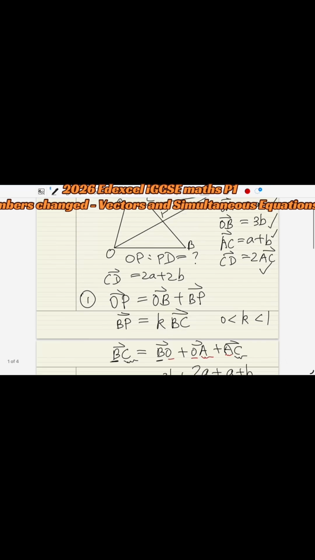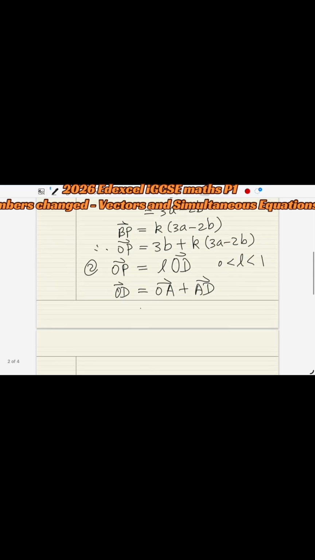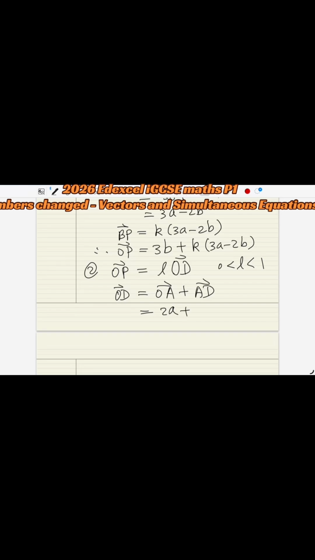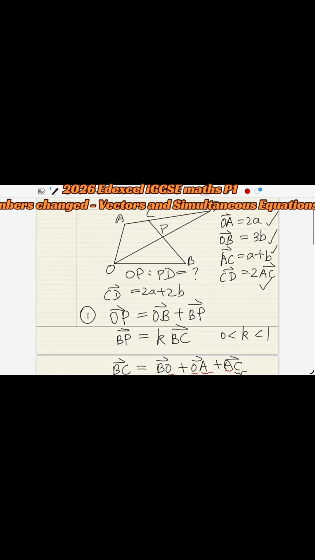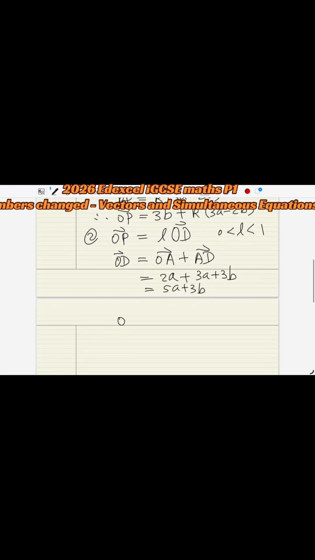But what is OD? OD can be written as OA plus AD. Remember the starting point and the ending point, OA plus AD. OA is 2a. And what is AD? AD is AC plus CD, which is 3a plus 3b. So put them together, we have 5a plus 3b as OD. Therefore, our OP is just l times (5a plus 3b).